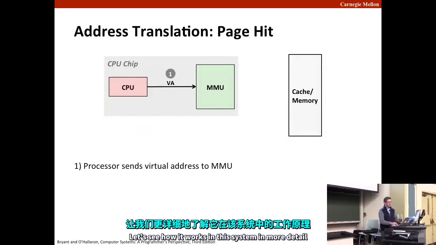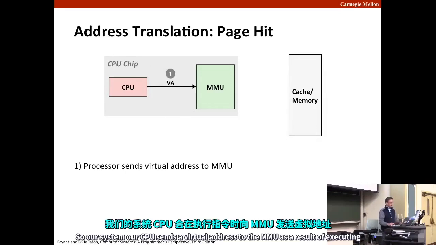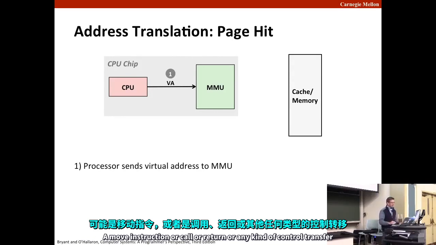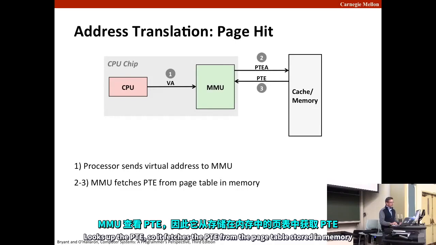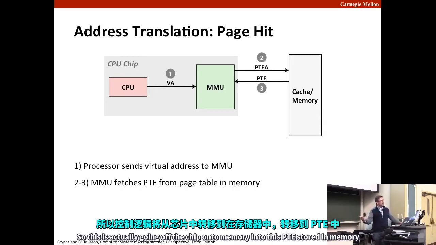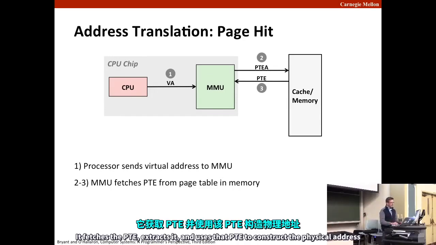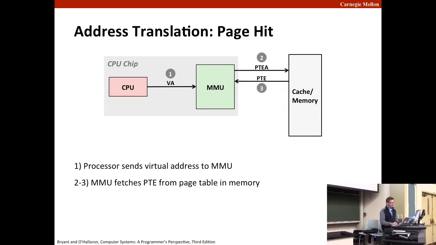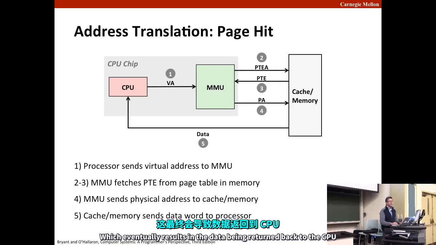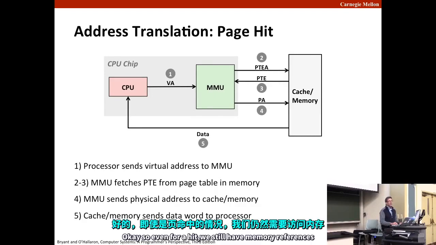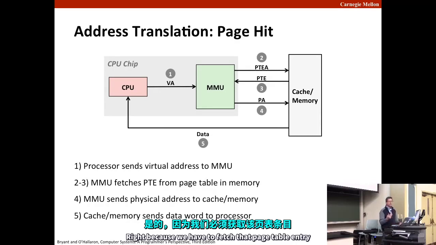So let's see how a hit works in this system in more detail. Our CPU sends a virtual address to the MMU as a result of executing a move instruction or call or return or any kind of control transfer. The MMU looks up the PTE, so it fetches the PTE from the page table stored in memory. So this is actually going off the chip onto memory. It fetches the PTE, and uses that PTE to construct the physical address. Then it sends that physical address to the cache and memory system, which eventually results in the data being returned back to the CPU. So even for a hit, we still have memory references, because we have to fetch that page table entry.